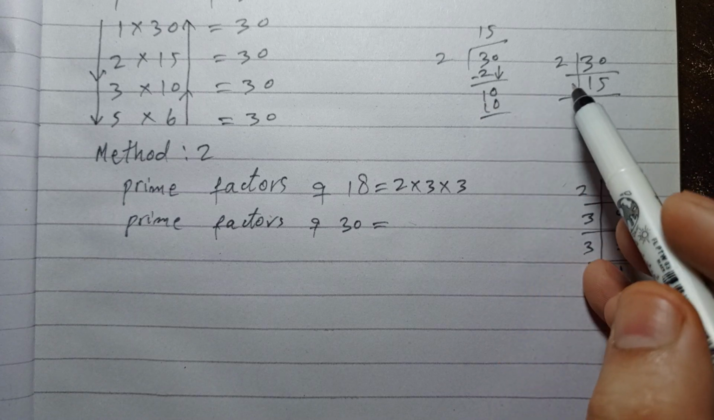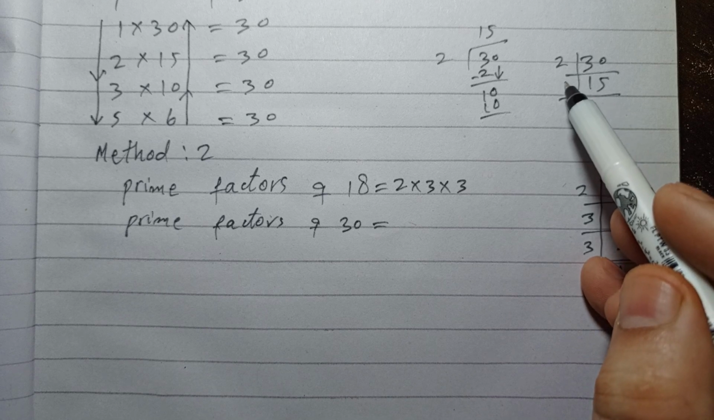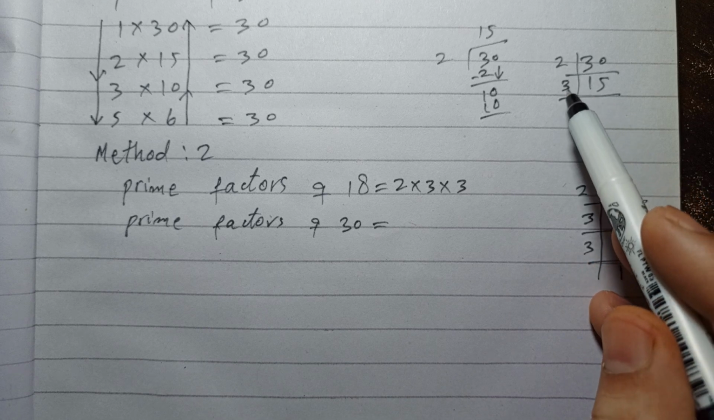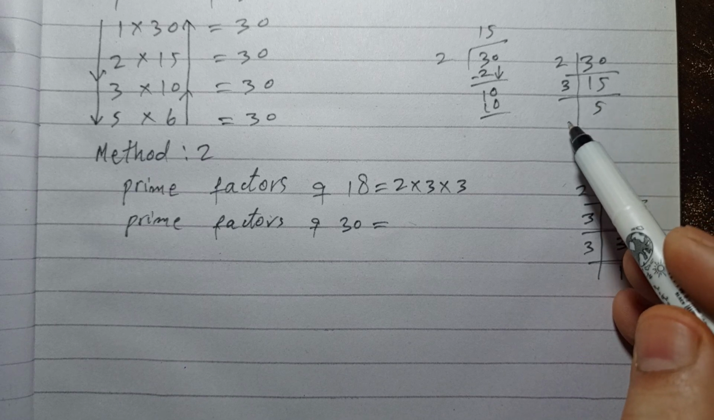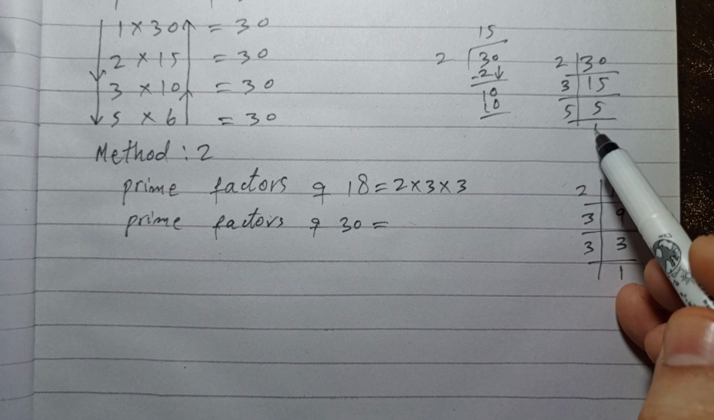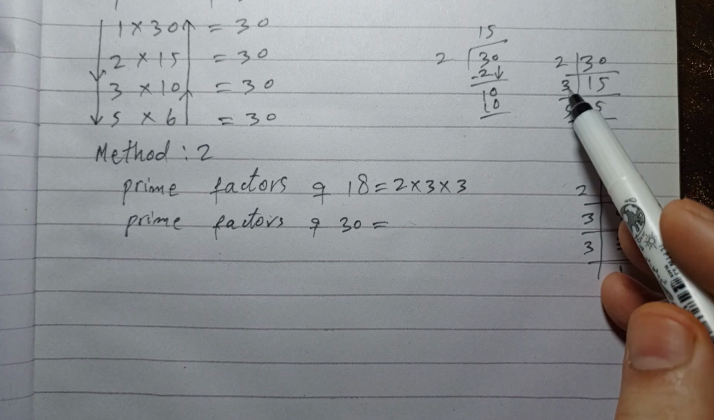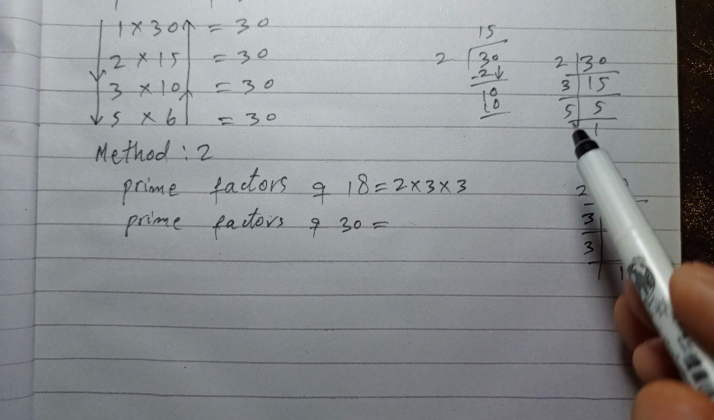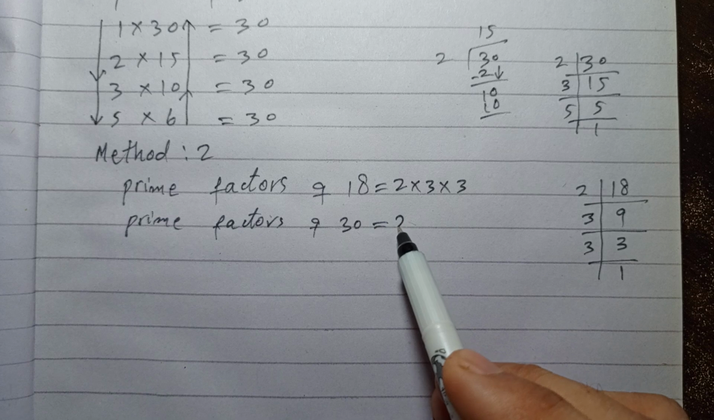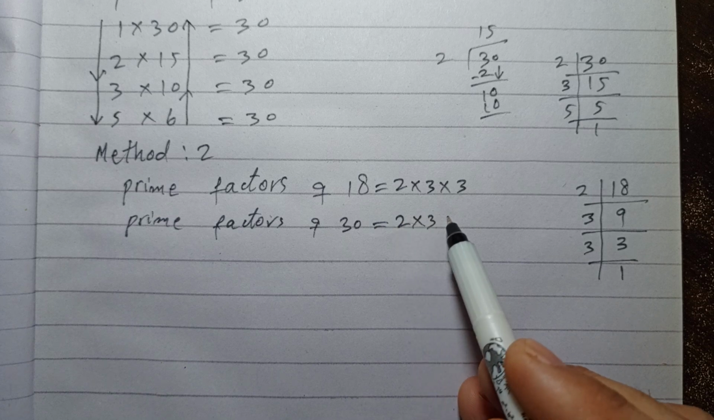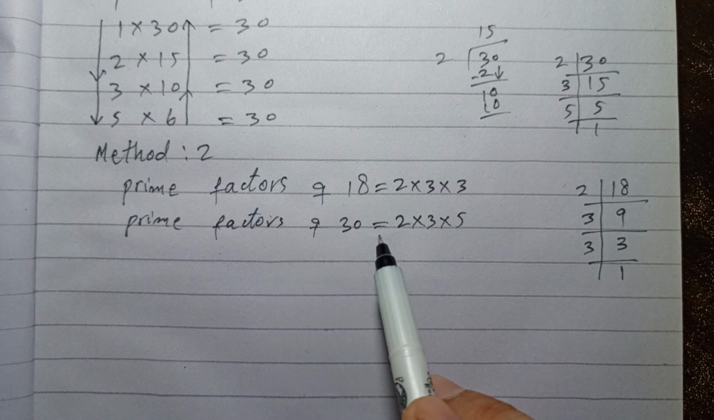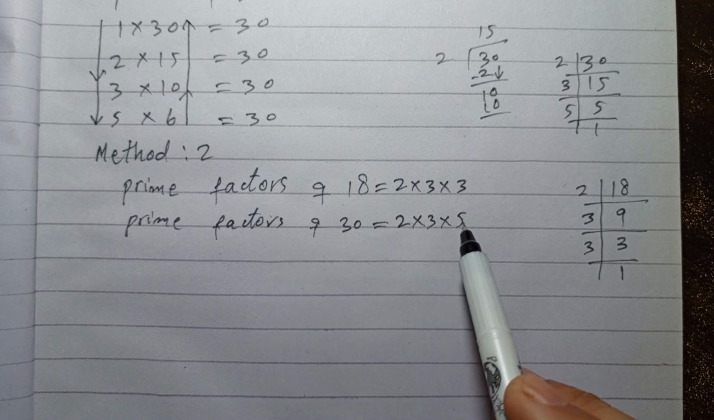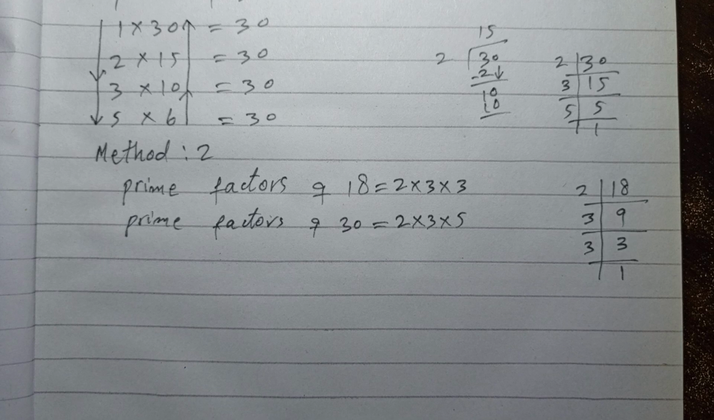Now you see that 15 can be divided by 3 as the prime number. 15 when divided by 3, you will get 5, and 5 can only be divided by 5. 5 ones are 5. Now 2, 3 and 5 are the prime numbers which are the prime factors of 30. 2 3s are 6, 6 5s are 30. So these are the prime factors of 30.